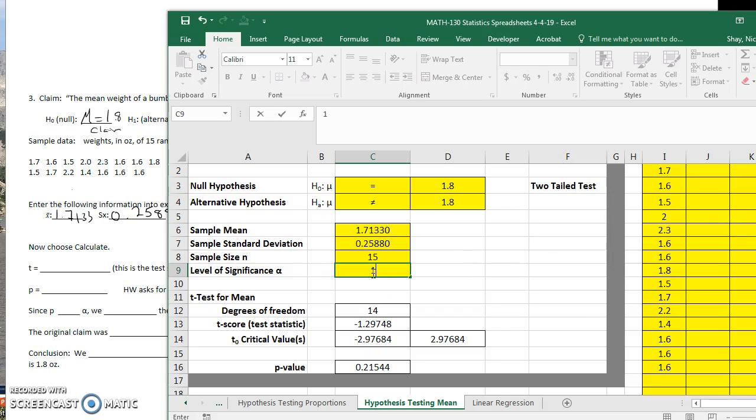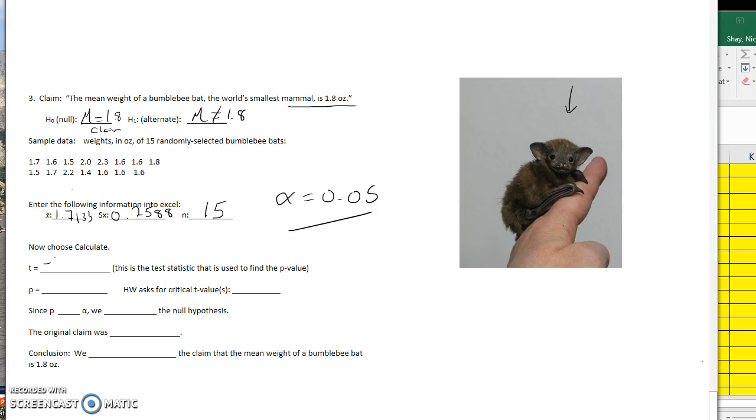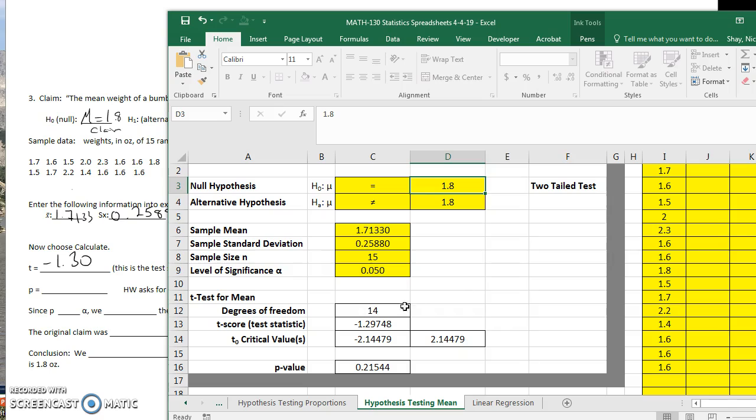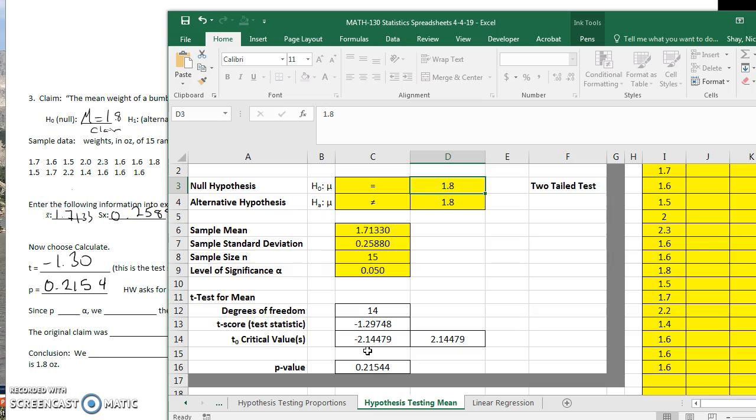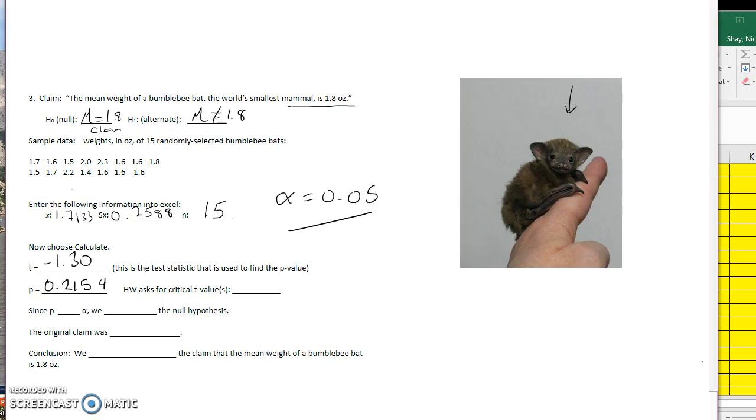So I'm going to use 0.05. And I get a t-value of negative 1.30. Remember, we round that 29 to 30. So negative 1.30. My p-value here is 0.2154. If it asks for a critical t-value on your homework, you can find that value here, negative 2.14 and positive 2.14.